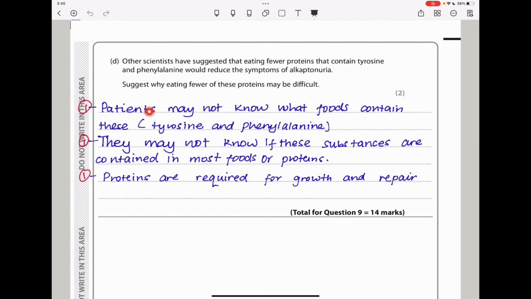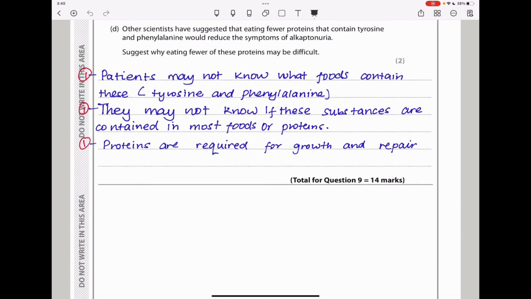So I say patients may not know what foods contain these, the tyrosine and phenylalanine, so it's going to be very hard for them. And also they may not know if these substances are contained in most foods or most proteins. So it's going to be a painstaking process for them to find out which is which. And some of them will end up not eating proteins at all, which is going to affect their growth and repair. So that is going to be a problem as well.